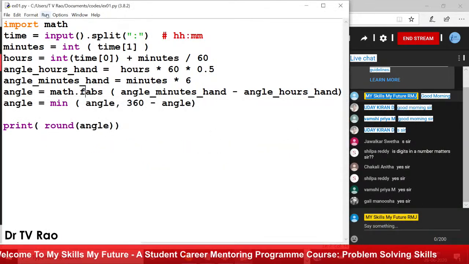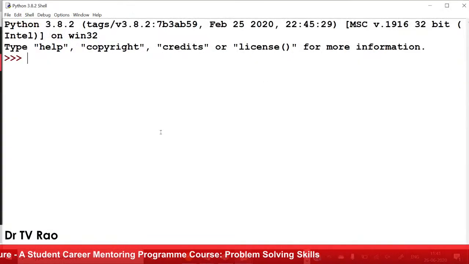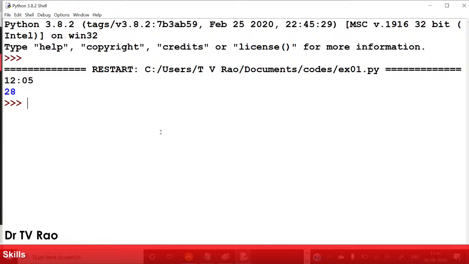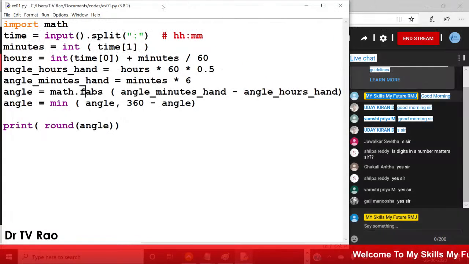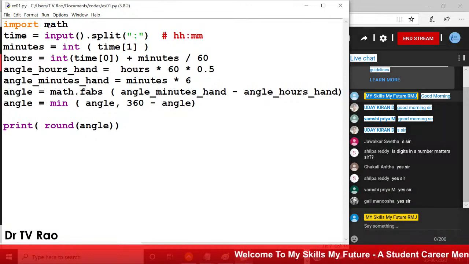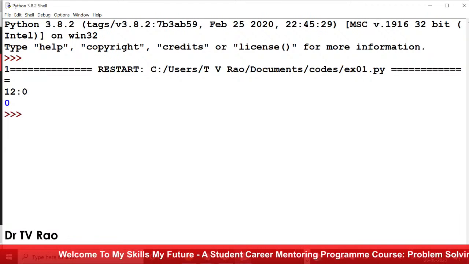The time is 12:05. The angle is 28 degrees. Okay, minimum angle. So if the time is exactly 12 o'clock, the time is 0. The angle is 0. So hope you understand it. Is this clear?